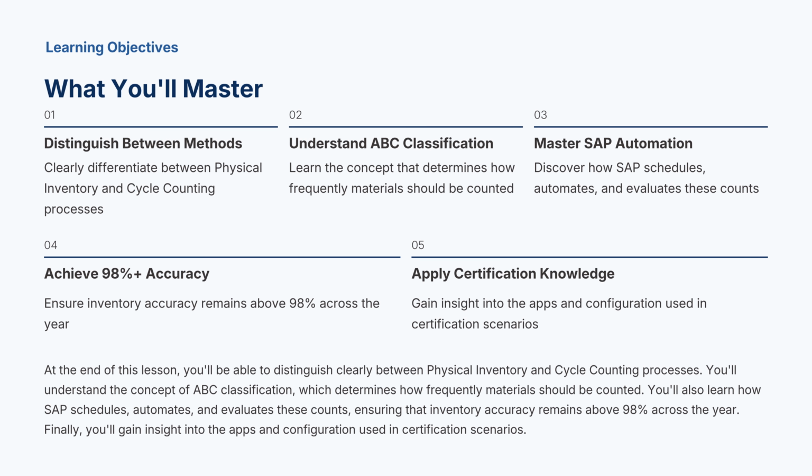By the end of this lesson, you'll be able to explain the distinction between full physical inventory and continuous cycle counting. You'll understand how ABC classification determines how often items should be counted. We'll also cover how SAP automates scheduling, variance posting, and analytics. These concepts are essential both for certification and for real-world project implementation.